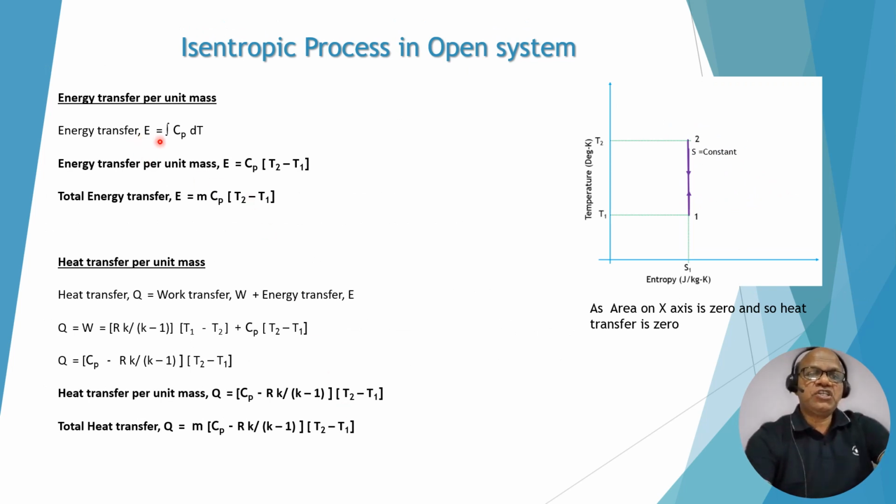Now the energy transfer: Cp dT, we can write Cp into (T2 minus T1). Heat transfer is work plus energy transfer, so Q is equal to this plus Cp (T2 minus T1). So Q is equal to (Cp minus RK upon K minus 1) into (T2 minus T1). So this is the heat transfer per unit mass. For the total heat transfer, just multiply with mass, but here you can see the area under the curve on the TS diagram is 0. That means for an isentropic process heat transfer is 0.